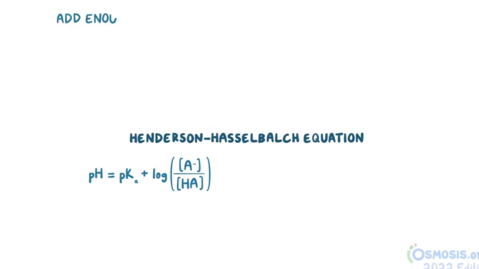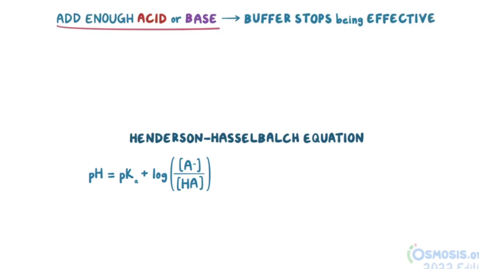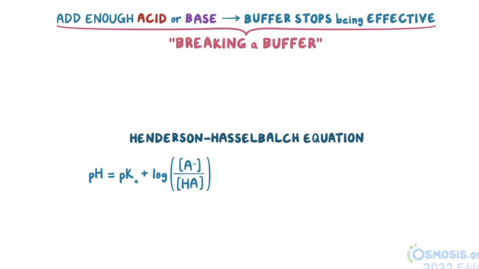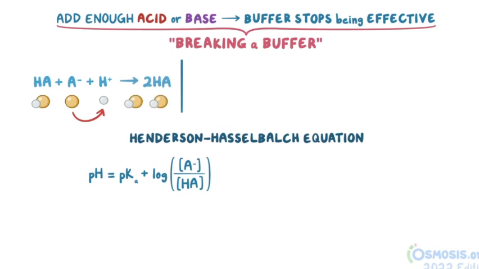If we add enough acid or base, eventually a buffer stops being effective. This is often called breaking a buffer. So let's start with a buffer solution that has equal concentrations of HA and A-. And if we add H+ to the buffer solution, the A- reacts with the H+ to form HA. Therefore, adding acid causes the concentration of A- to decrease, and the concentration of HA to increase.